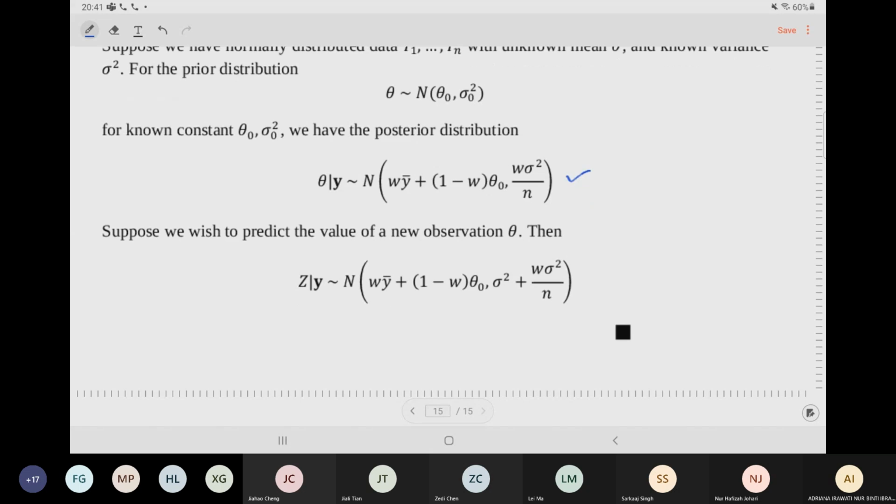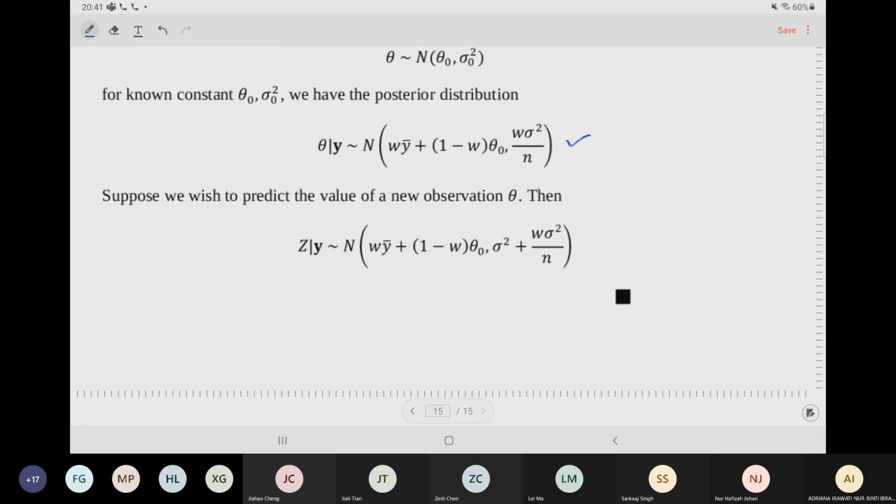The predictive distribution for z given y is also normal. You can see that this is actually your posterior mean, so you still have the same posterior mean as before, but you have a different variance. This is the variance for the data z, because z is normal, plus your posterior variance.